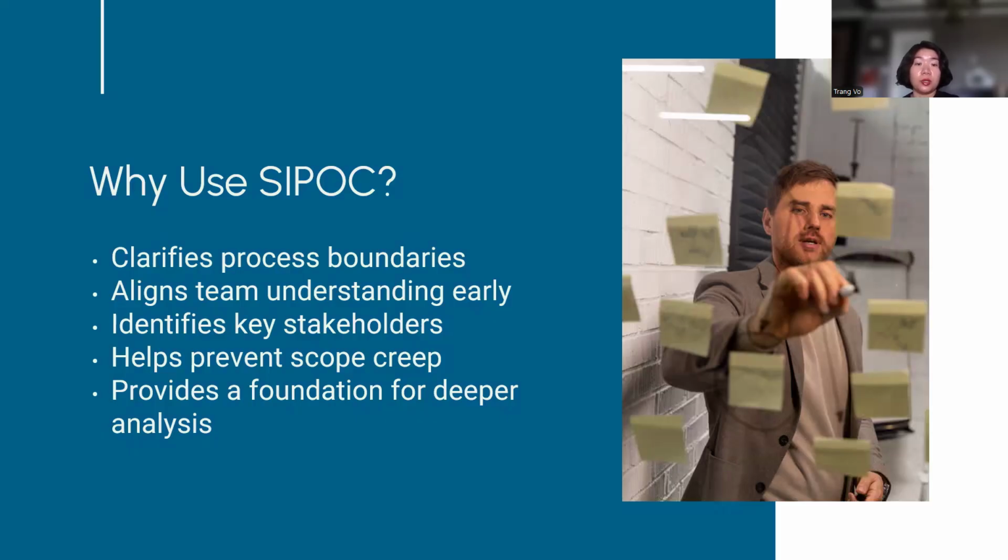Now, why do we even use SIPOC? The answer is we use it in the define phase of DMAIC. That's the very first phase of an improvement project. It helps us quickly understand what process we are looking at without getting lost in the details. It sets boundaries, shows who's involved, and gets the whole team on the same page. Basically, SIPOC keeps things clear before we zoom into measuring or improving anything.